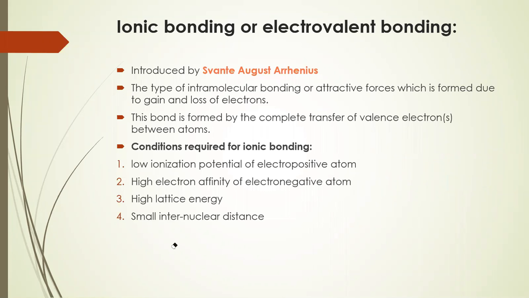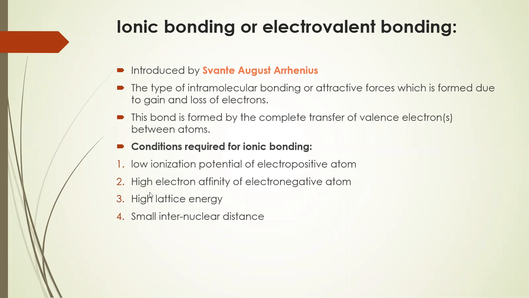Now, what does the term IP stand for? IP stands for the minimum amount of energy that is required to remove electrons from the valence shell or the last shell. So whenever the electropositive atom wants to lose its electron, it needs the minimum amount of energy so that it can easily give its electron to another atom.